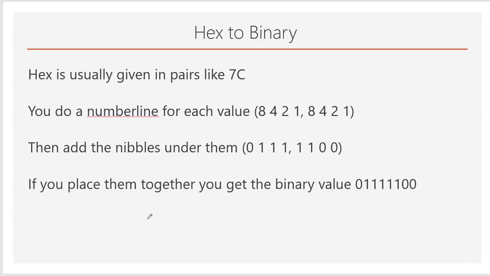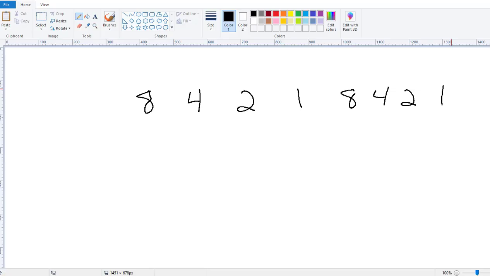All right, hex is usually given in pairs like 7C, and you just do two number lines together. So 8421, 8421, then add the nibbles underneath them. So a 7 would be 0, 1, 1, 1, and a C would be 10, 11, 12, so 1, 1, 0, 0. And then just like you convert binary, except your number line is different, and now it's just 8421, then 8421. And you don't have to do them both at the same time. You can just convert one, then convert the other one, and then kind of match them up.